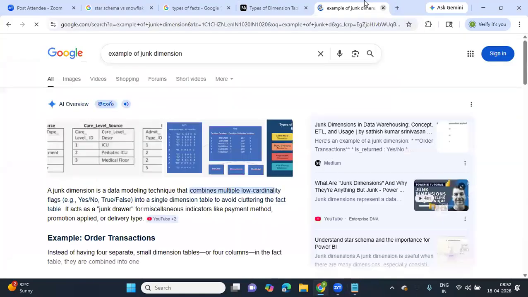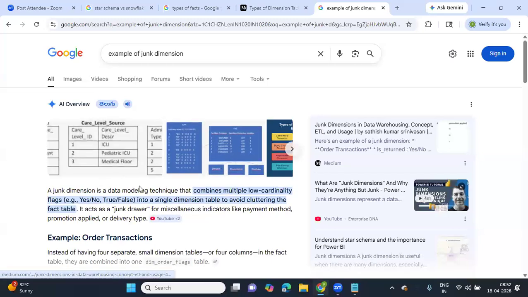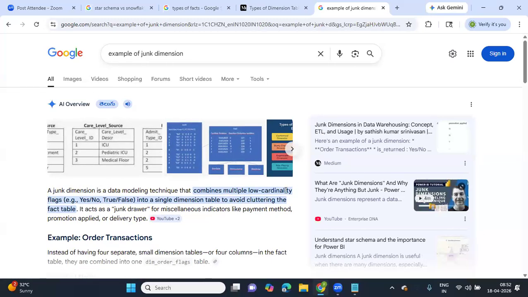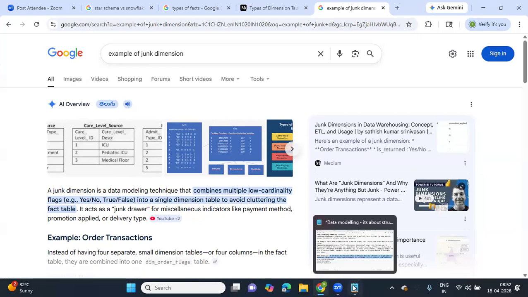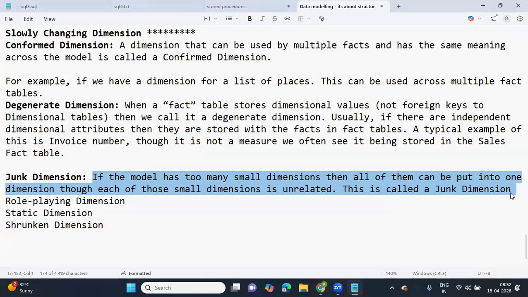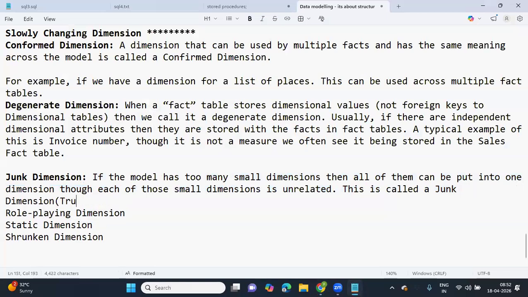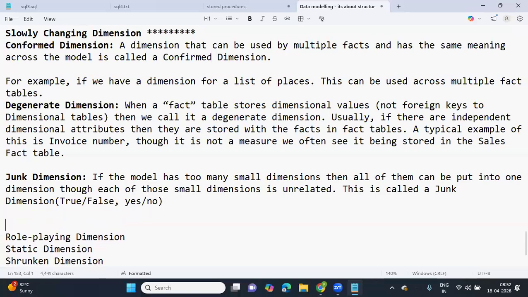Example of junk dimension. A junk dimension is a modeling technique that combines low cardinality columns into a single dimension table. Cardinality is another term which I have to explain. A junk dimension has very few values, either yes or no, true or false. These kinds of things we store in the junk dimensions.